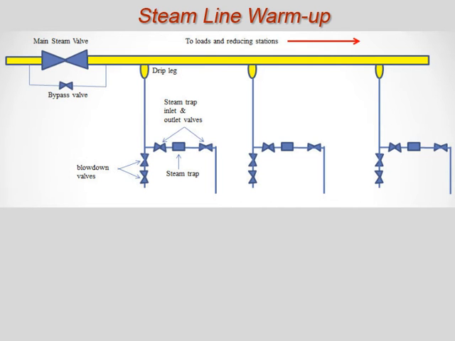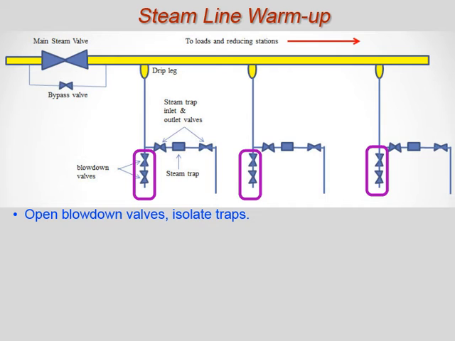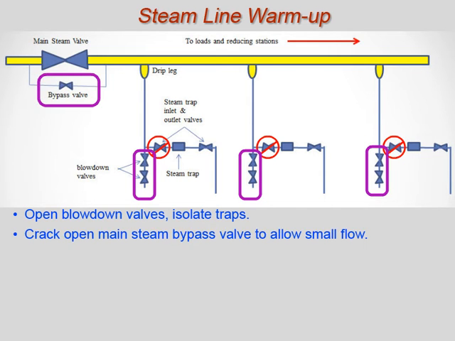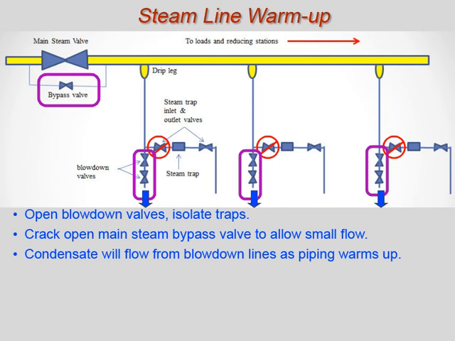The steam line piping is slowly warmed up progressively while draining condensate from the drip legs using blowdown valves. To start, all blowdown valves are opened and the traps isolated. The bypass valve for the main steam valve is cracked open to allow a small amount of steam flow into the piping. As the line starts to warm up, condensate will issue from the blowdown valves.